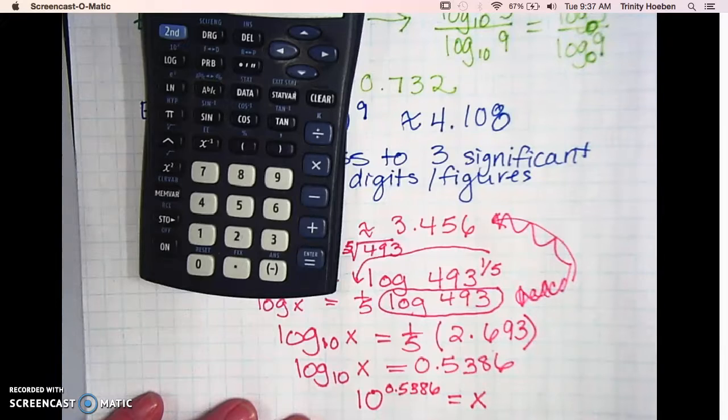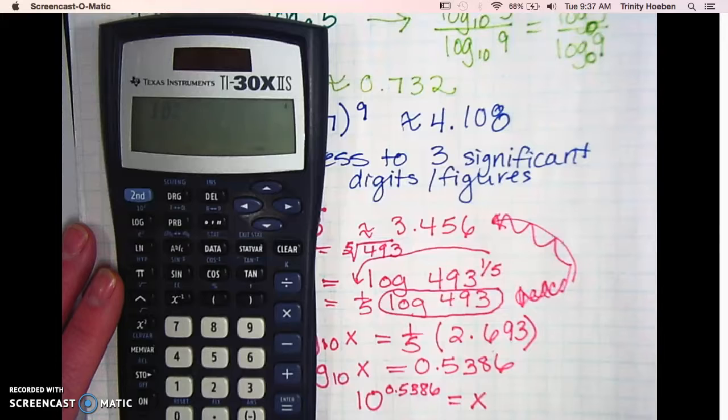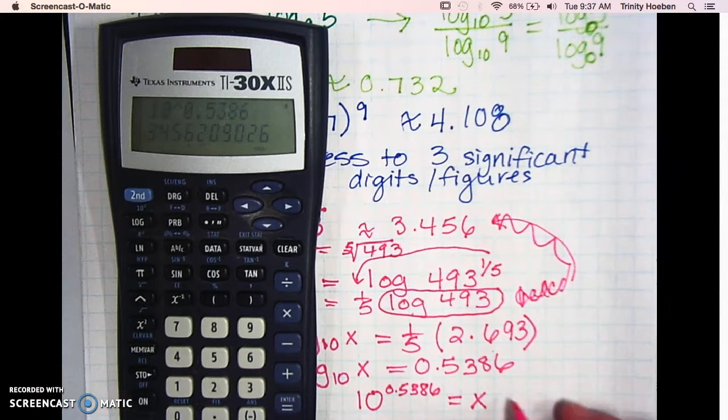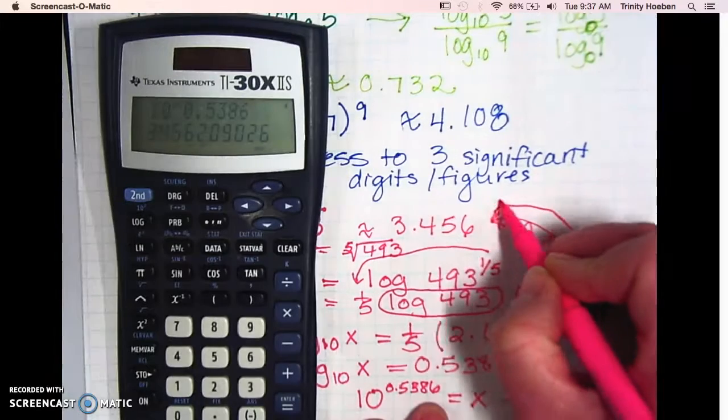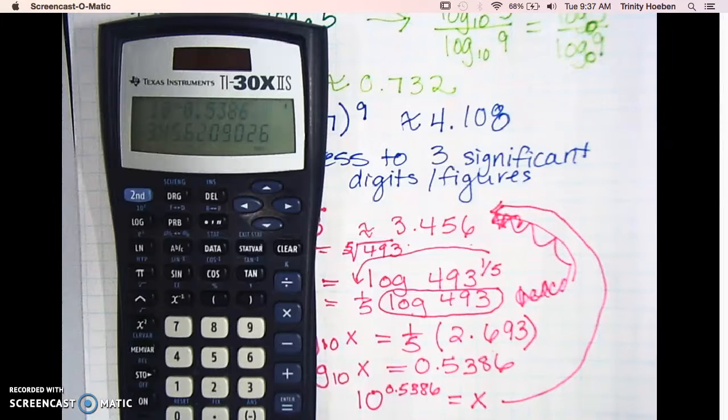And watch what happens. If we take 10 to the power of 0.5386, hit the equal sign, we get the same answer that we started with up here, the 3.456. 3, 4, 5, 6. That's kind of cool.